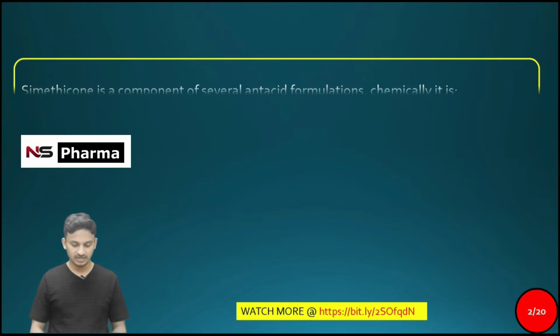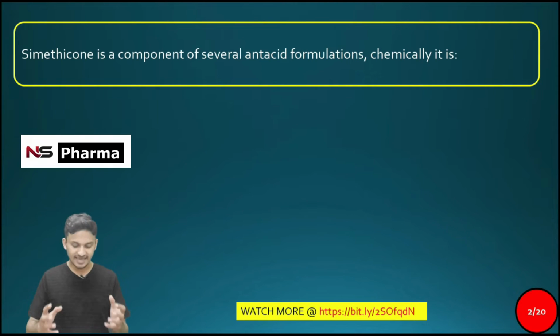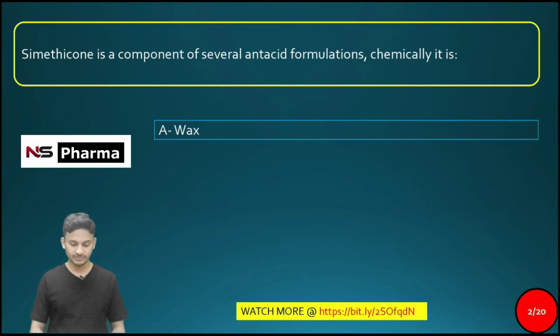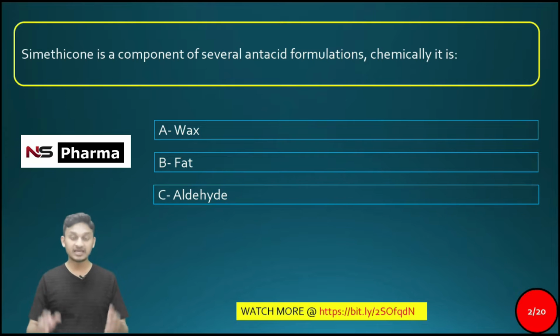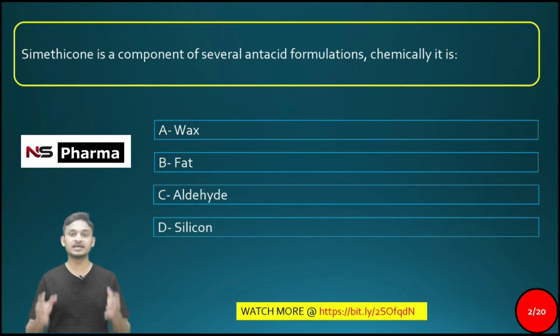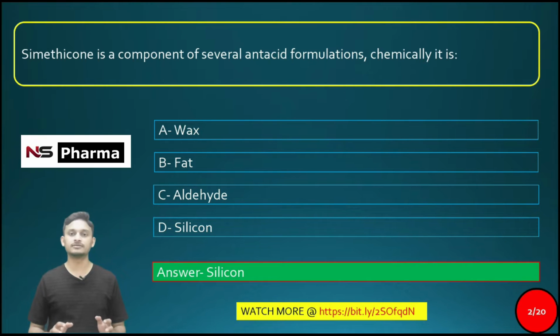Question number 2. Simethicone is a component of several antacid formulations. Chemically, what is simethicone? Options are option A, wax, option B, fat, option C, aldehyde, and the last option, silicone. The correct answer for this question is option D, silicone. Chemically, simethicone is a silicone.